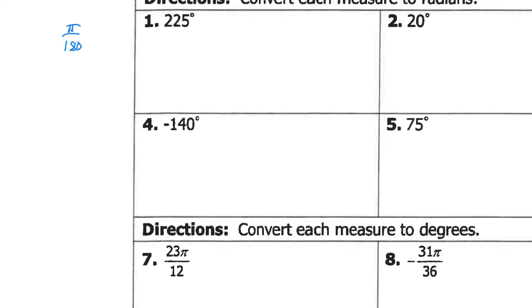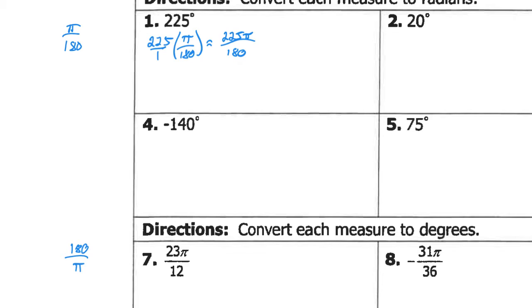To cancel the degrees, you want the 180 on the bottom. If you want to cancel the pi, you want the pi on the bottom. So if you're going from degrees to radians, like the first group, you want to end up with a pi, so the pi is on top, and the 180 is on the bottom to cancel the degrees. So the 225 will multiply by pi over 180, and then you just multiply the top with the top, the bottom with the bottom.